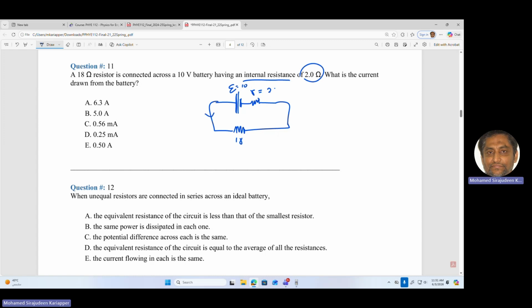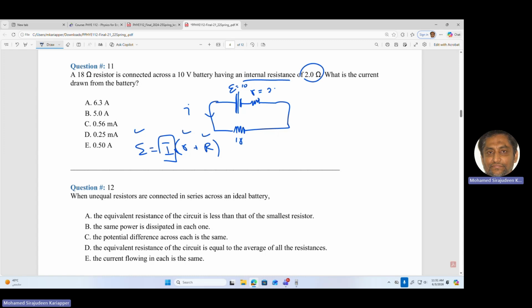So simple equation again. So we have a simple circuit, one loop. So we can say E is equal to I times (R plus r). The question is the current. So this is given, this is given, this is given, find this. You don't even have to do the algebra.